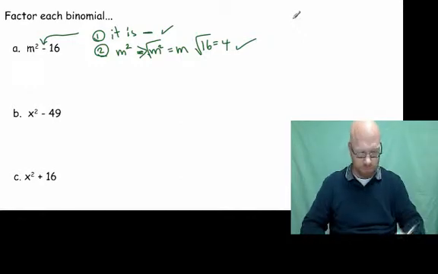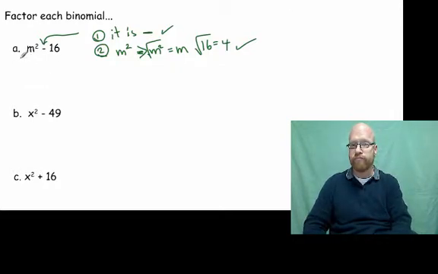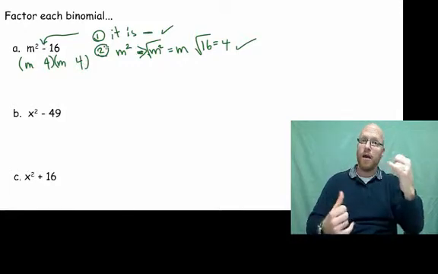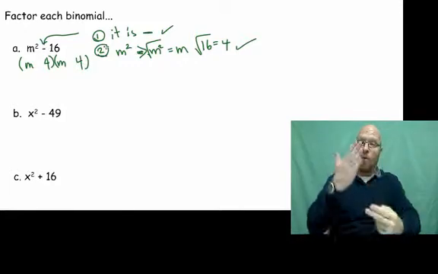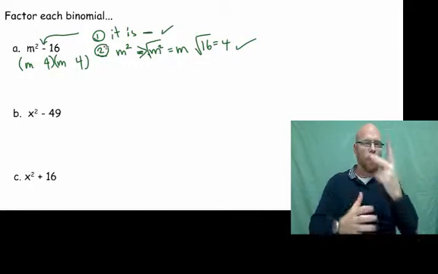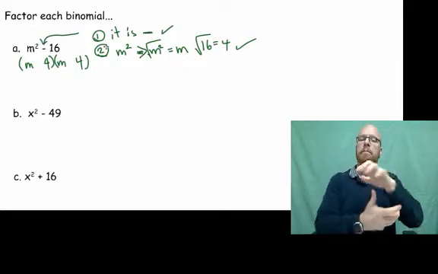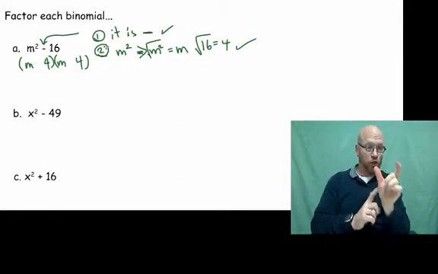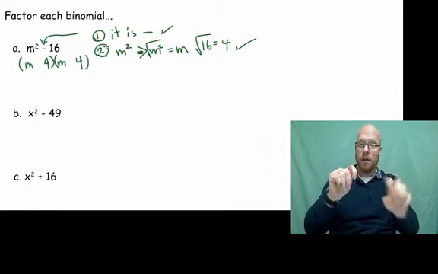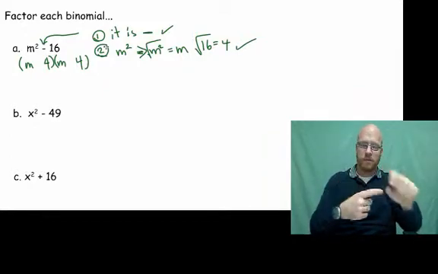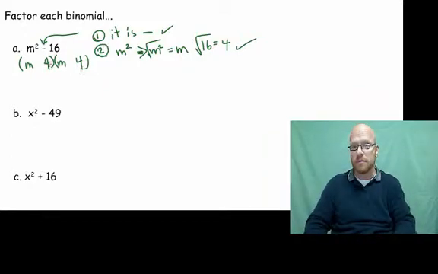Now what do I do? And it's also a subtraction problem, so I'm good. So I have m and 4, m and 4. Now, they're both not negative, and they're both not positive. It's a mix. One's positive, one's negative. So it's m plus 4, parentheses, open, close, and then parentheses m minus 4.